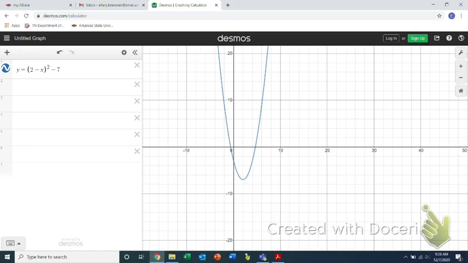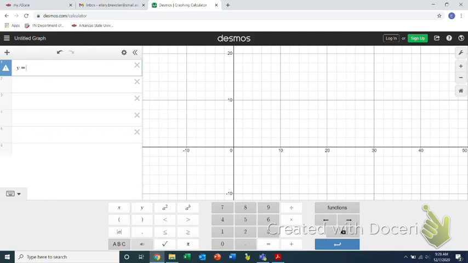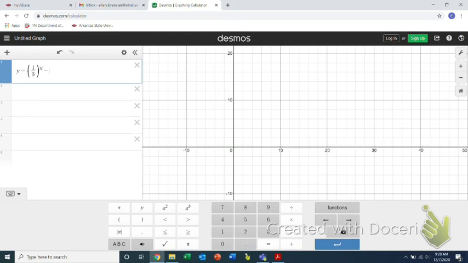All right, give the range. Number 17, y equals 1 over 3, x minus 1 minus 5.